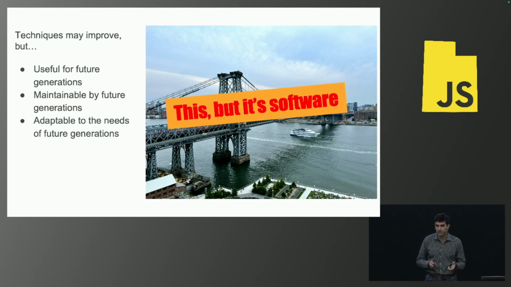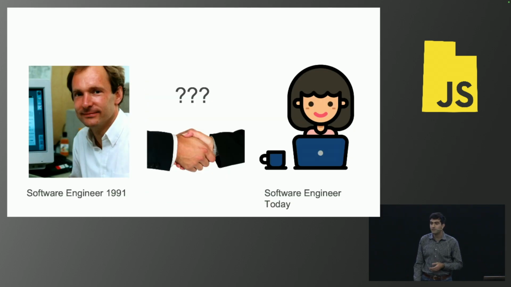How do we build software today that is intelligible to somebody 100 years from now, useful and maintainable by them? So to do that, we should look to the past. We've been doing software for about 50 years or so, maybe a bit longer. So what do we have in common with a software engineer from 1991?